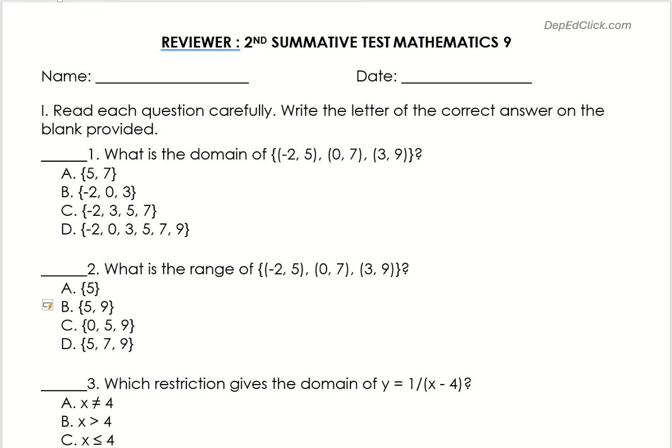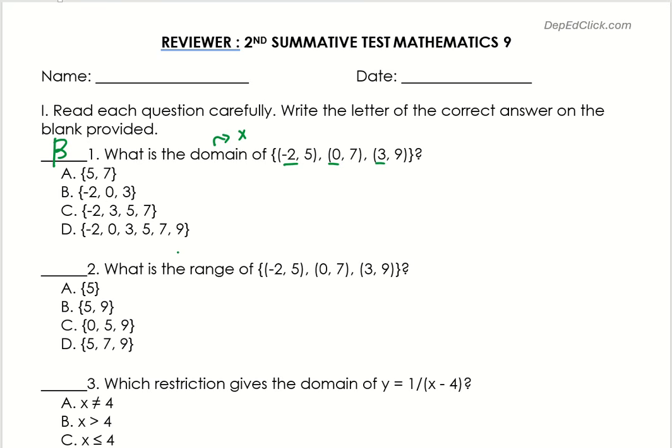Okay, number 1. What is the domain of -2, 5, 0, 7, 3, and 9? So again, when we say domain po, domain is the values of x. Ang range po natin ay y. So we have -2, 0, 3. So that is letter B.